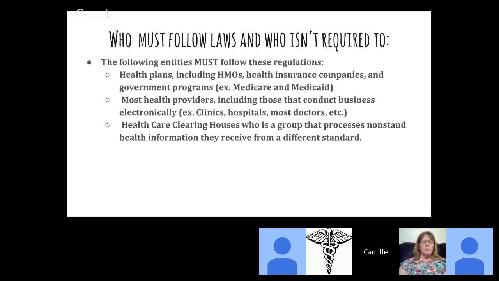Certain people have to know what's going on. Sorry, I've got to get my mind together. Health plans need to follow it because they can't just openly give information out to people. Health providers also need to keep everything under wraps. They can't just arbitrarily tell people information about their clients, or the hospitals can't talk about the people that are in there. And then the clearinghouses, they need to keep it confidential unless they are given permission to let the information out. And then the next slide is who isn't required.